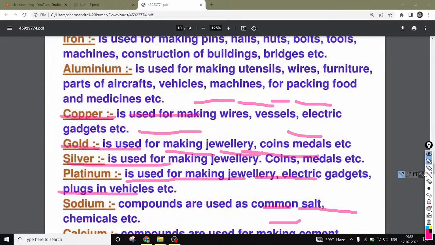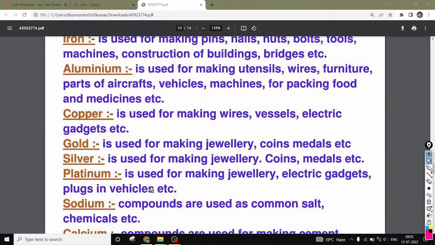And platinum is also very useful for us. Platinum is used for making jewelry, electric gadgets like a wall watch, or you can say the clock, and similarly some electric appliances, plugs and vehicles, etc.